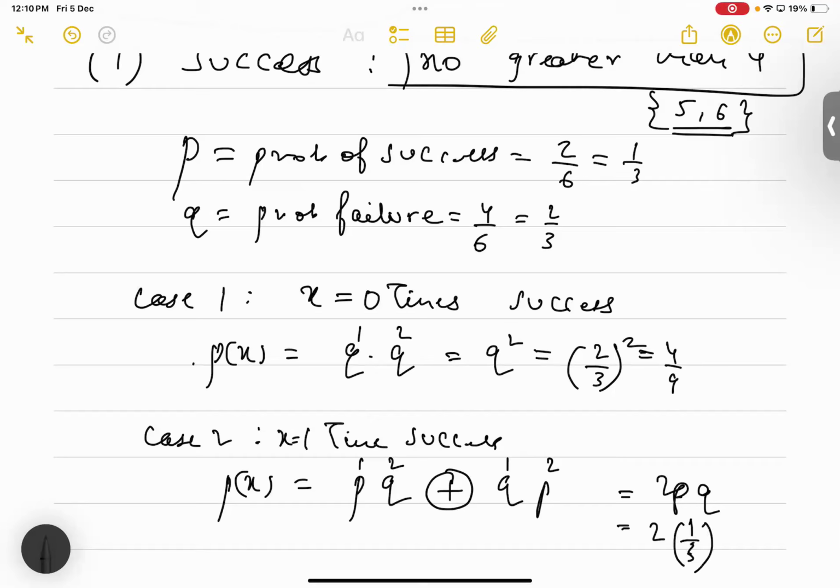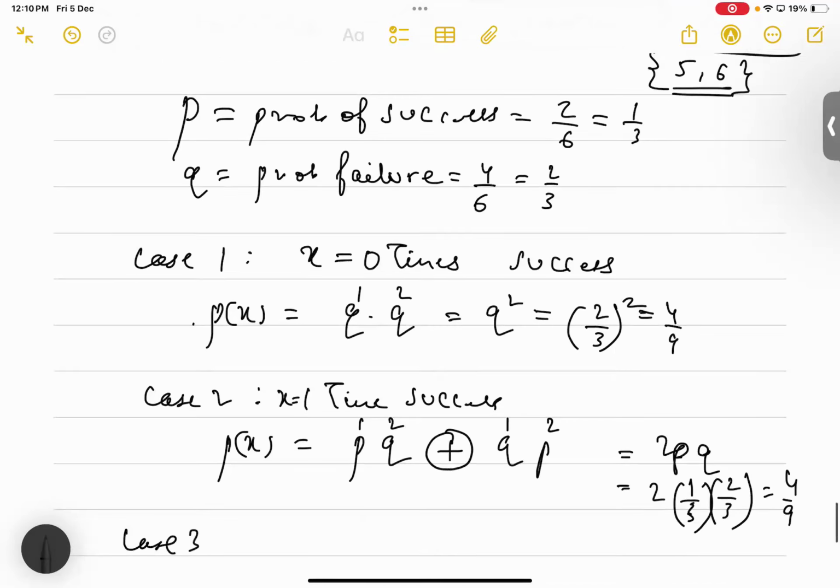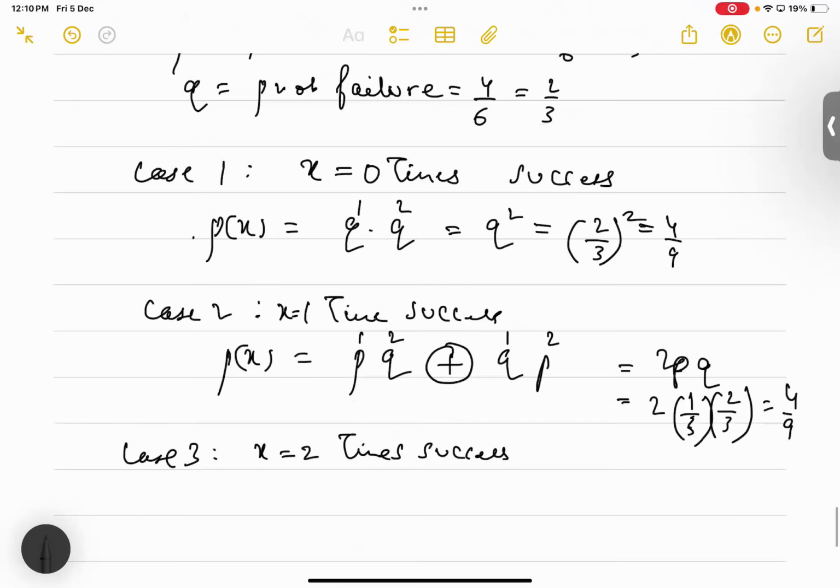1 by 3 and 2 by 3, 4 by 9. Clear? And case 3, x is equal to 2 times success. Both the times we are succeeding.